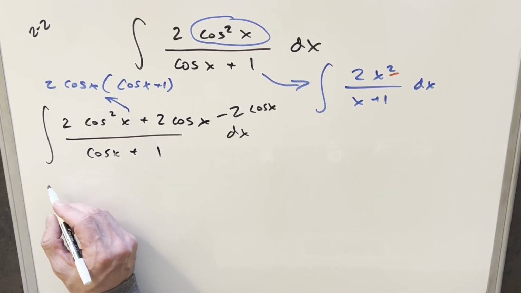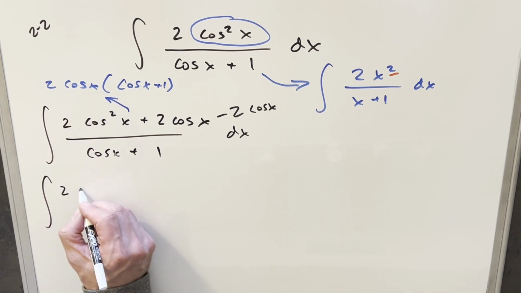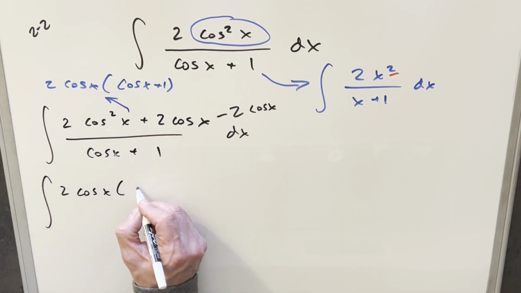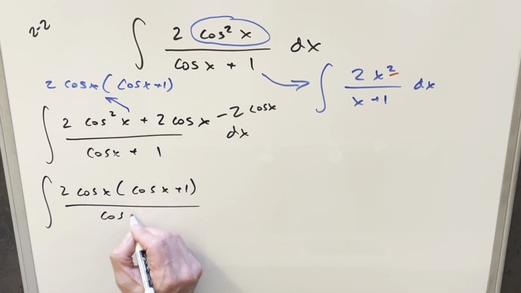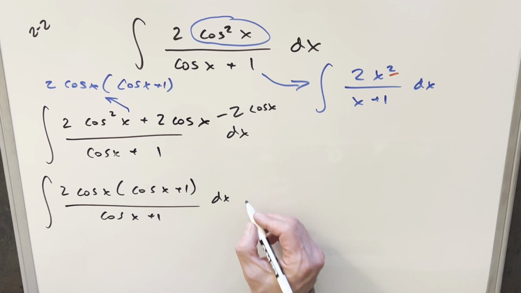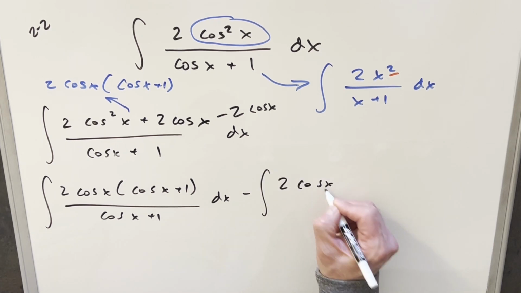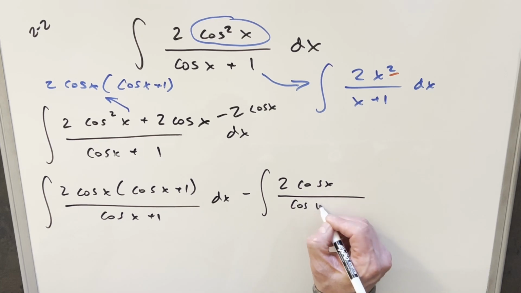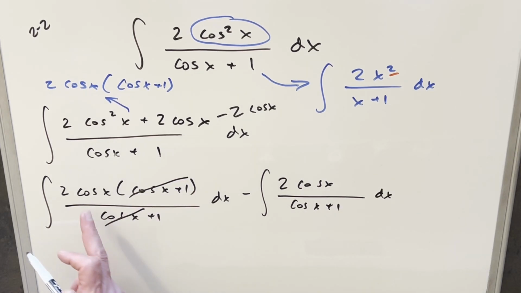And then what I can do is break this into 2 separate integrals. So for this first one, we'll split it up with this factorization here. I'll write this as 2 cosine x times cosine x plus 1 all over cosine x plus 1. And for the second one, I'll bring the minus out front, and then we'll have here 2 cosine x over cosine x plus 1. But then here, the cosine x plus 1s are going to cancel out. So then this becomes a simple integral, just 2 cosine x.